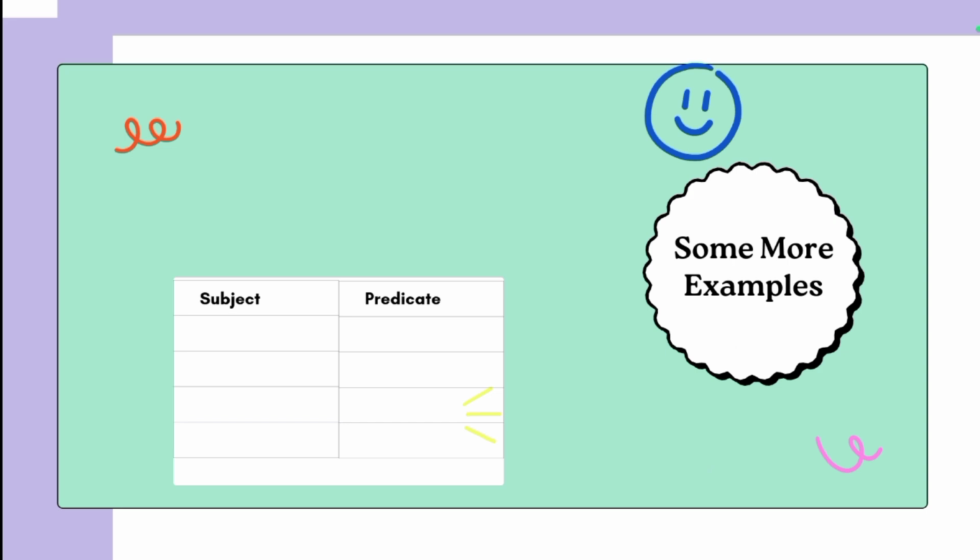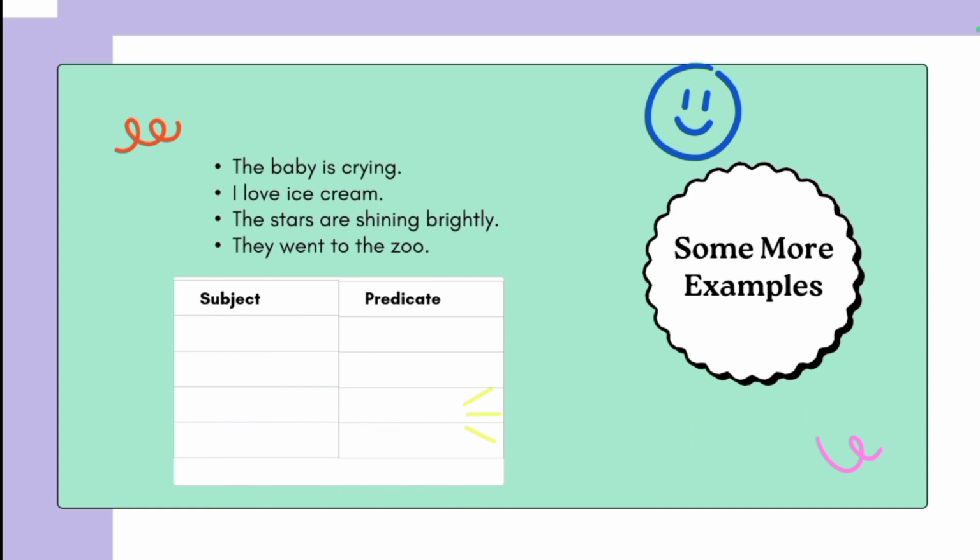Now here are some more examples. Let's look at them and try to find out what the subject and the predicate are. The baby is crying. Who is crying? The baby. So the baby is the subject. What is the baby doing? Is crying. It's the predicate then. Second sentence, I love ice cream. Who loves ice cream? I. And what do we come to know about I? I love ice cream. So love ice cream is the predicate.